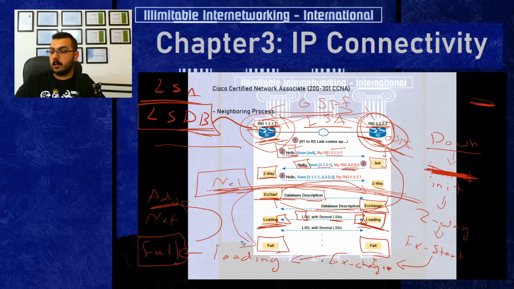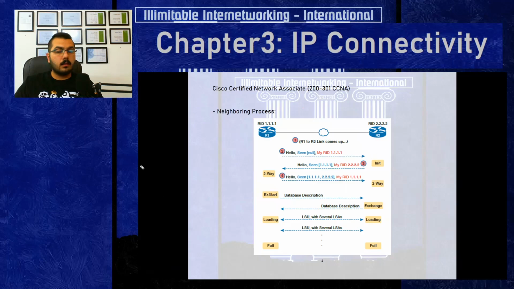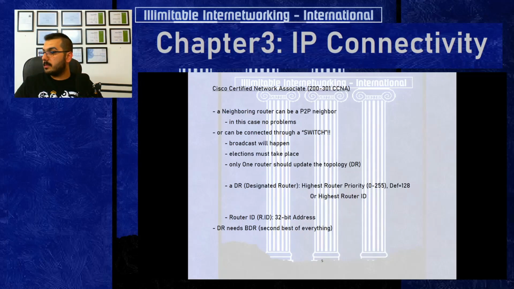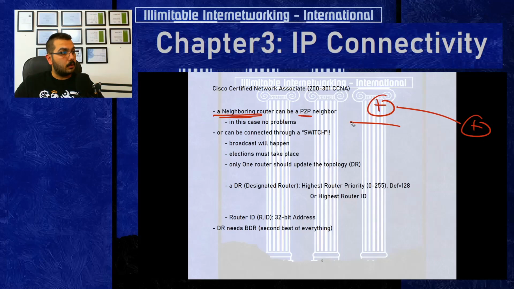Just to jump to the other slide, the last slide of OSPF. The last slide is about if two neighboring routers were point-to-point. What do I mean by point-to-point? It means this router is connected with a direct link to the other router. This is a cable extended to the other connected router, and that's it. This case is called a point-to-point connection.